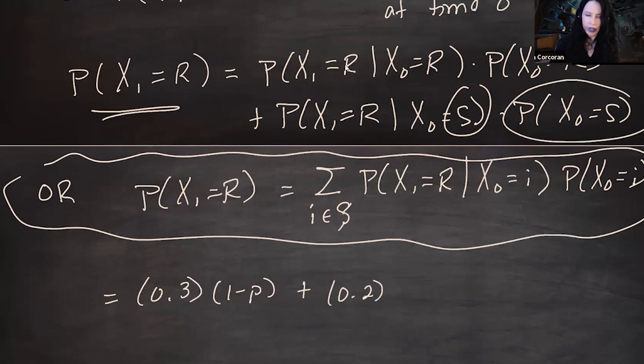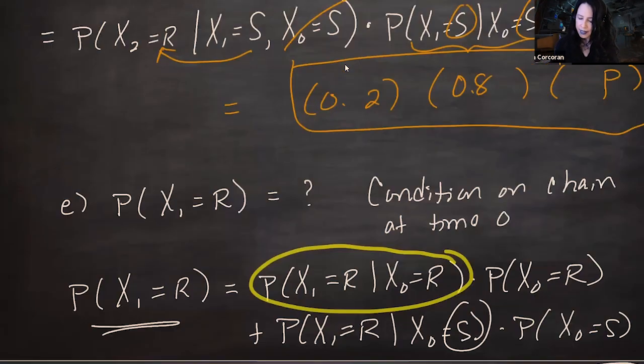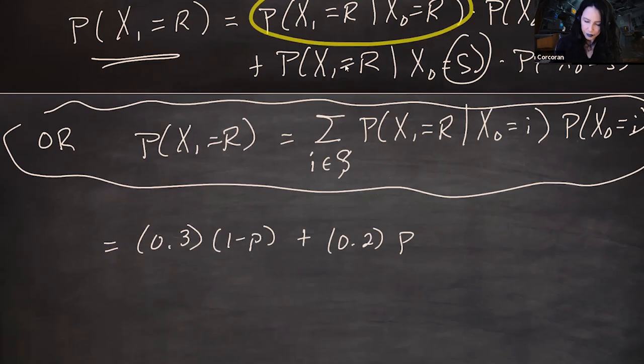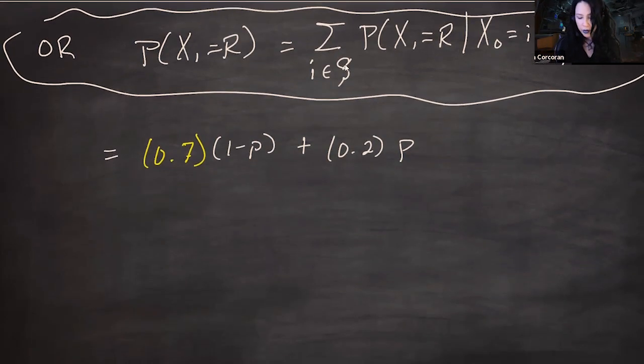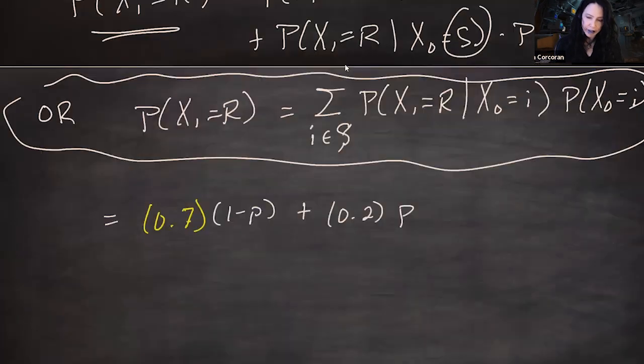And then the probability of sunny on the first day is P. This is wrong. Rainy to rainy is 0.7. Okay, I have a final one. Please stop me or message everyone if you have a question. But what am I on? F.